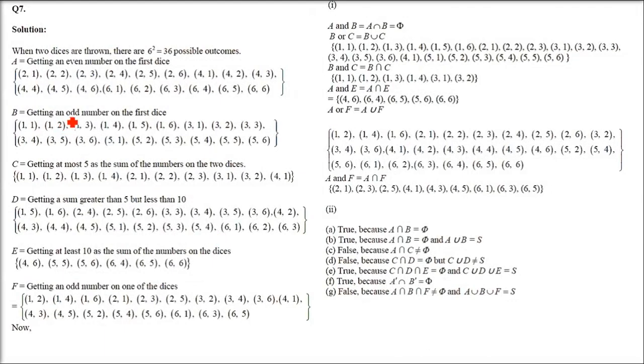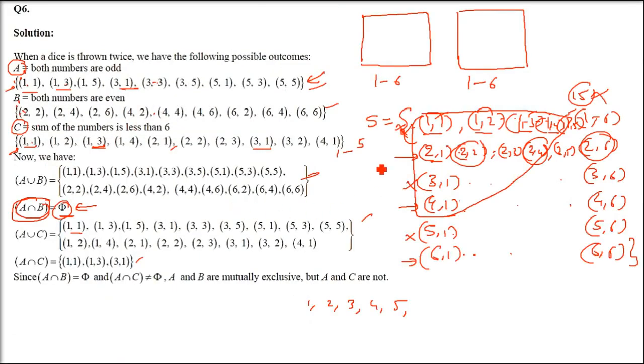Next is question number 7. We have two dice which are thrown. The events A, B, C, D, E, F are described as follows. Now we have A till F. Then we have certain questions on the basis of this. There are plenty of questions, but it is dependent on the previous question, the sample space. First, this is the sample space you have to worry about.